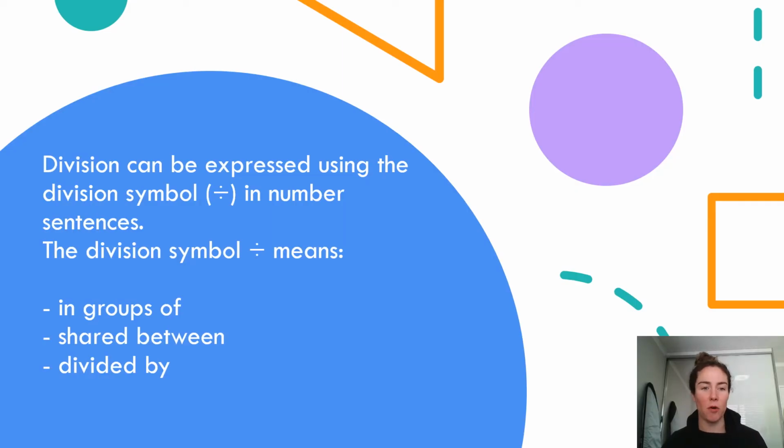Okay, let's have a look at what division is. So division can be expressed using the division symbol in number sentences. And remember, a number sentence just looks like a sum. So a number sentence is 32 divided by 4 equals 8. That is a number sentence. The division symbol means in groups of, shared between, or divided by. So these are other words we sometimes use in questions that talk about division.